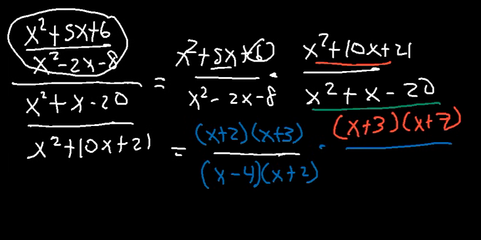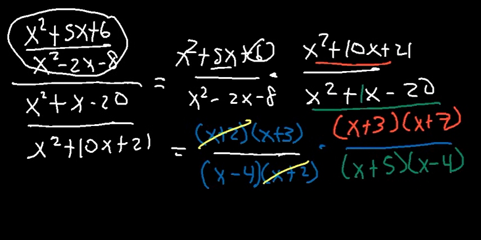And for this expression, it's going to be 5 and negative 4. 5 times negative 4 is negative 20. 5 plus negative 4, that's positive 1. Okay, so now everything is factored. So now let's see what we can cancel. These two, they cancel. And that is it.